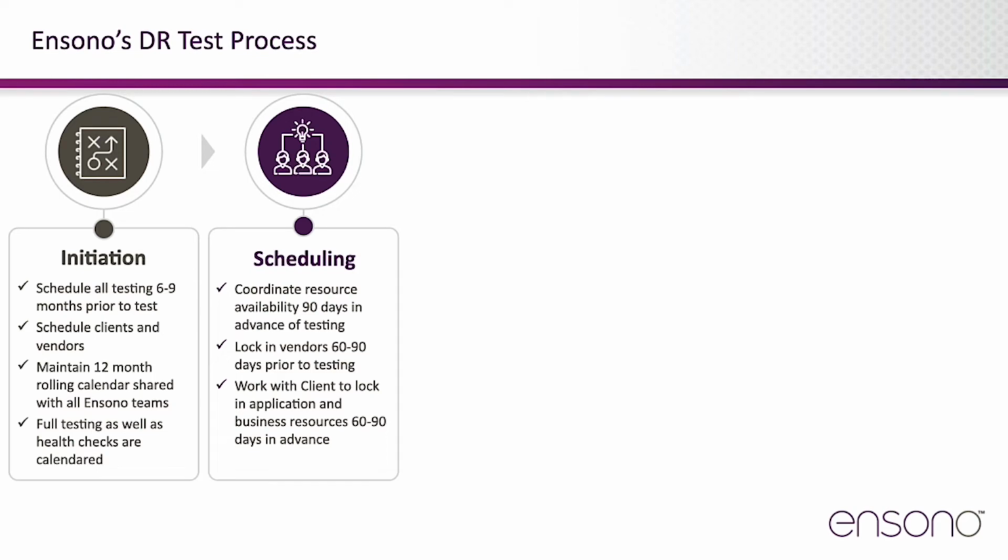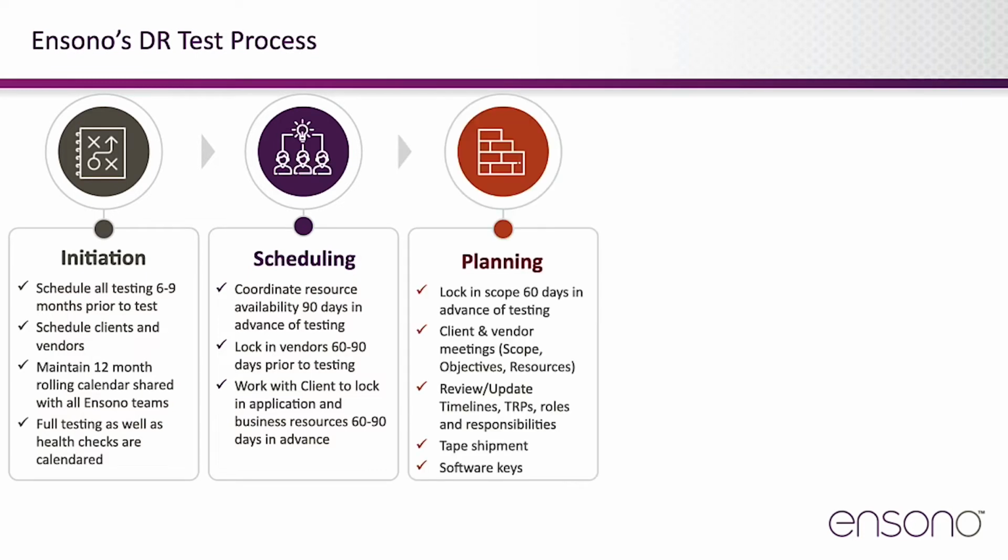Then as we get to the 90-day mark, 90 days from the test, we are trying to lock in that scope and the people that are going to be involved in this test. Again, remember, plans change throughout the year as the environment changes, so the people involved may change as well. But we want to start locking in that group that's going to be involved at about that 90-day mark.